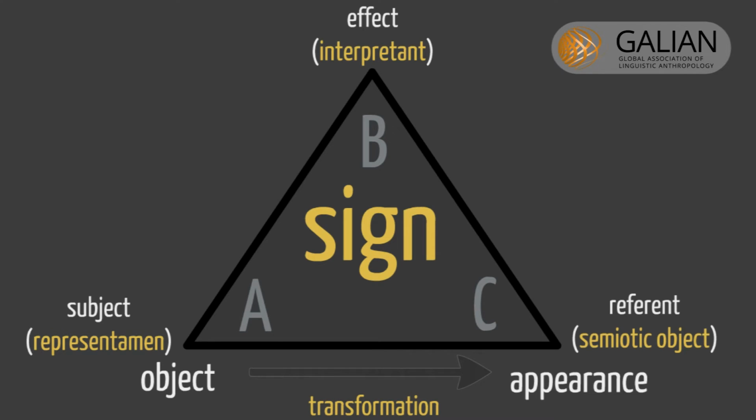All right, so if we look at this diagram, there's an A, B, C. We see a triangle, and in the middle we see a big word, sign, and we see an A, B, C. So at the bottom left we see the object. At the bottom right we see appearance, and at the top we see effect. So going by Michael's terms, Michael says that, look, there's an object, and it appears in a certain way, then it has a certain effect.